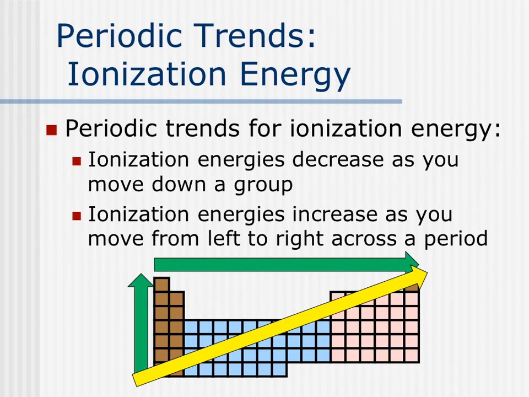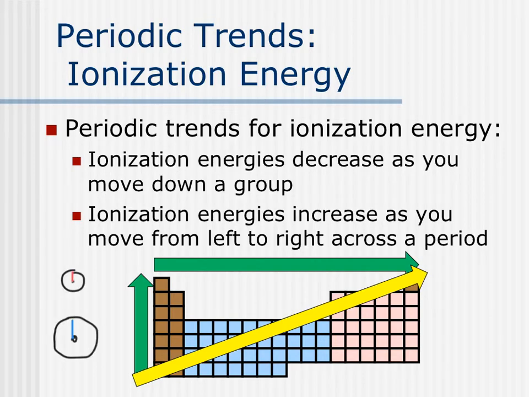Now here are the trends for ionization energy. Notice that it increases as we move up. And the reason for this is that those valence electrons are where those electrons would be lost from, because those valence electrons are the outermost electrons.